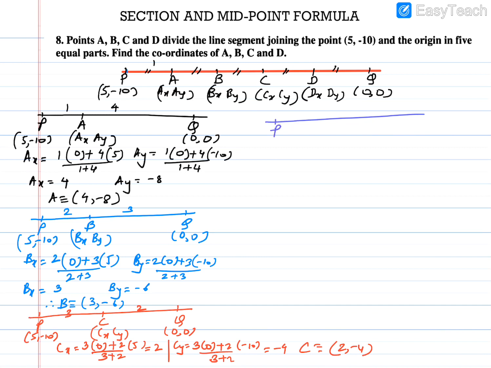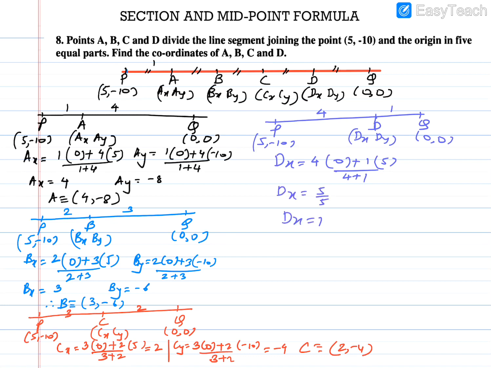again I will use P, Q, D. Now this is 4 and this is 1. This is 5 comma minus 10 and this is 0 comma 0. Dx and Dy. Again use section formula for Dx: m into x2 plus n into x1 upon m plus n. This will become Dx equals 5 upon 5. Dx is 1.